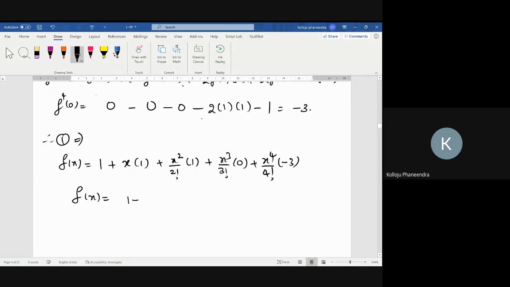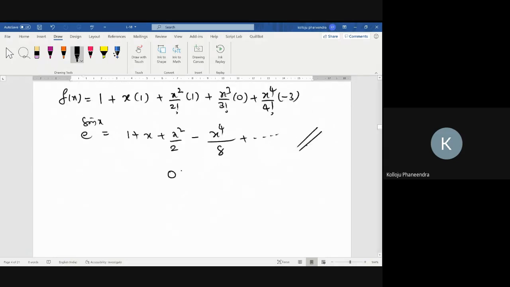1. Okay, what is this? F of x is what? E power sin x. E power sin x equals 1 plus x square by 2, and this value 0, minus x power 4 by 24, which is 8, and so on. This is one way of doing. Okay. And next one.